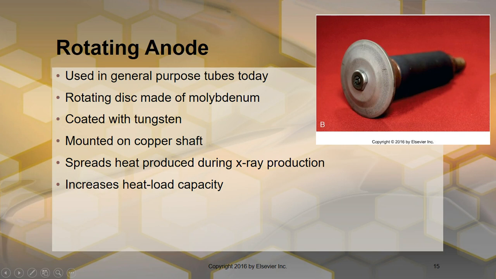The purpose of it to rotate is to spread the heat, and instead of it going in the same spot, only a little bit. Now this is where we have something called a focal spot or a focal track, and the heat building up is going to be around the entire circumference of that spot. So number one, it increases the heat load capacity so we can use higher techniques, get more exposure, and it can withstand a lot more heat, so it's not going to melt on us.